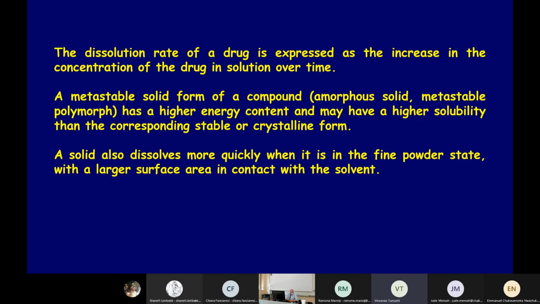There is a famous drug called Viagra. It's very famous. And this drug is present on the market with a different market name, because every company has a different amorphous solid form with different solubility, and they patent this different form of the drug.